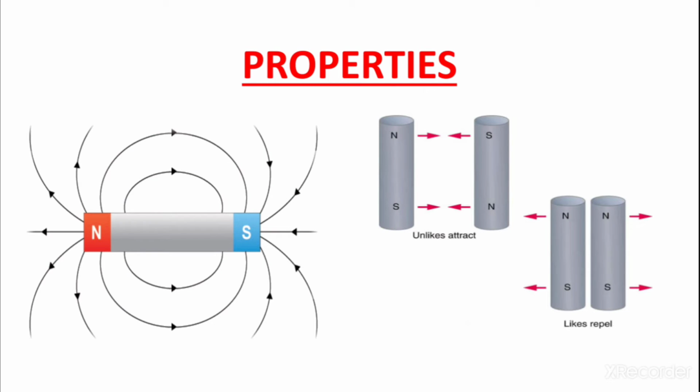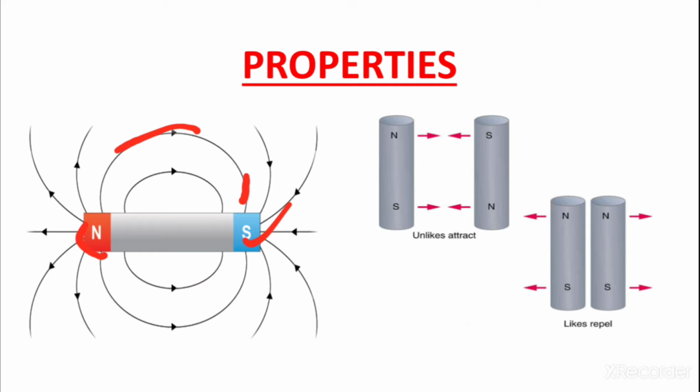What are the different properties of a magnet? The flow of magnetic current is from the north pole to the south pole. That is, the direction of flow of a magnet is from the north pole to the south pole. As we know, a magnet has two poles, the north pole and the south pole.